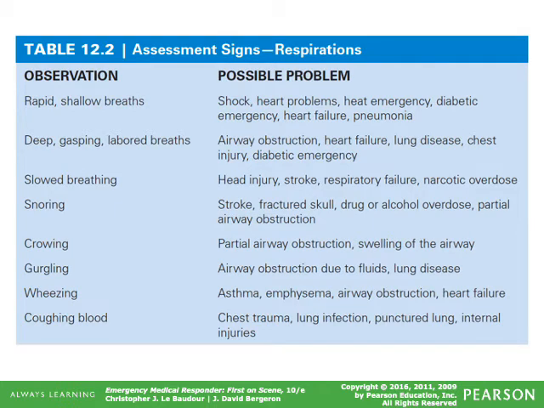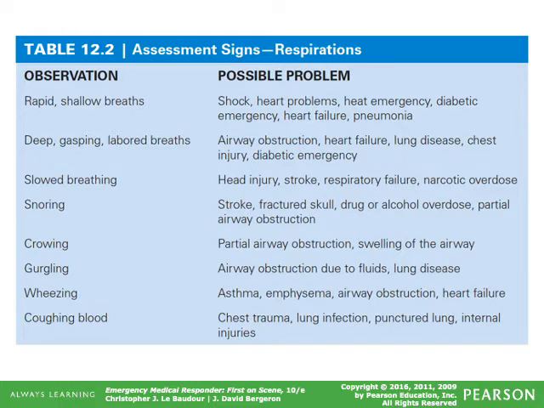This is table 12.2. It's in your book. Here are some different observations that we can actually see, and they're signs that give us the idea of a possible problem. So rapid shallow breathing can be heart problems, heat emergency, diabetic emergency, heart failure, pneumonia, or shock. A lot of things can cause these rapid shallow respirations.